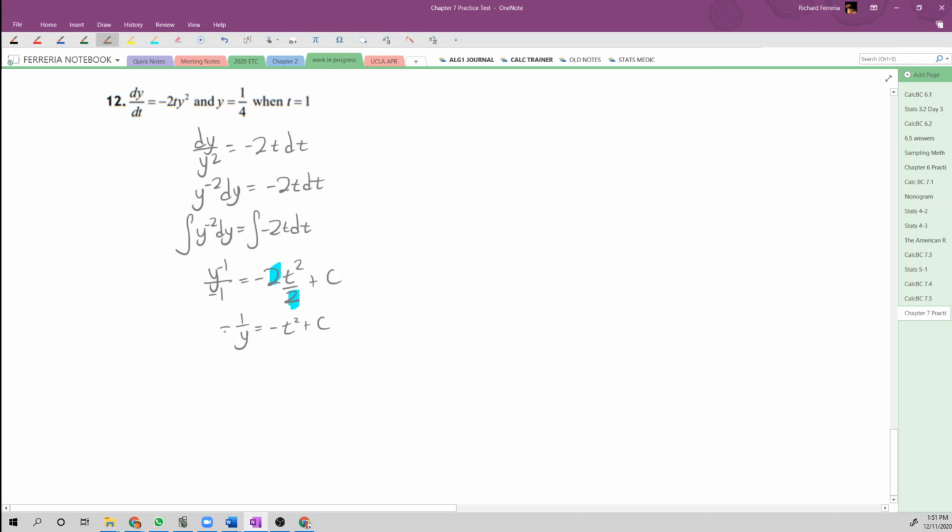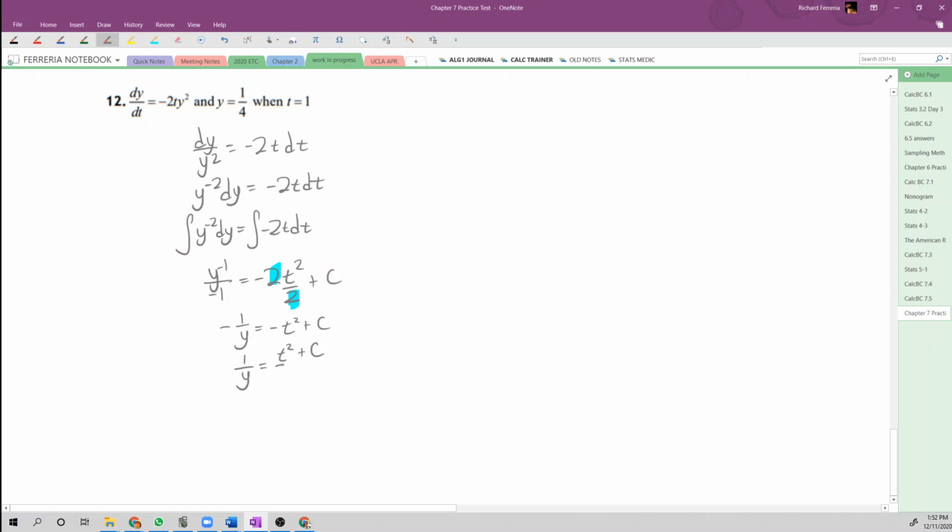Maybe the first thing to do is multiply both sides by negative 1. That's going to be negative 1 over y, positive 1 over y. Now we have negative 1 times negative t squared. That's just t squared. And the negative 1 times constant, well, that's negative constant. But negative of a constant is just a constant.